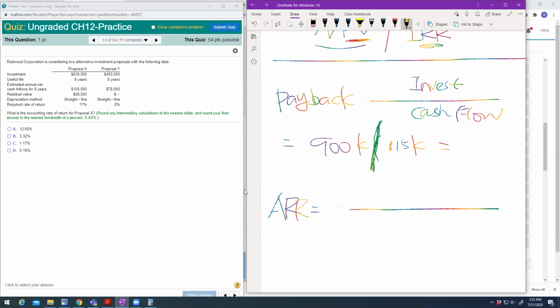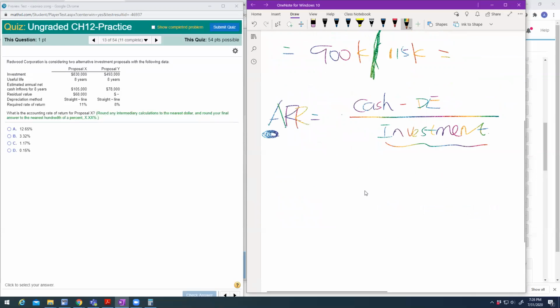It's accounting. So we use income. Your income is the cash minus depreciation expense, divided by your investment, because we think about the return based on the investment. So our first step is get the depreciation expense, then we convert from cash to operating income, then we do this ratio. So asking about X, we need to think about depreciation expense every year.